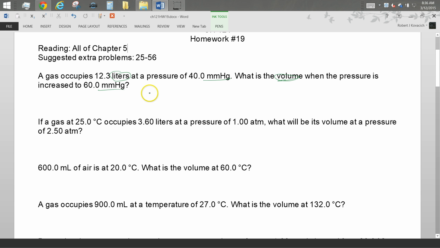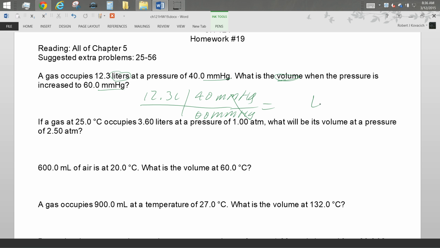So then I'm going to just put 12.3 liters here, and I'm going to put 40 millimeters of mercury here, and 60 millimeters of mercury here, because if I put them in that orientation, the millimeters of mercury are going to cancel out, and I'm going to get a smaller number than 12.3. So what number do I get here? 12.3 times 4 divided by 6. 8.2. Good with that?